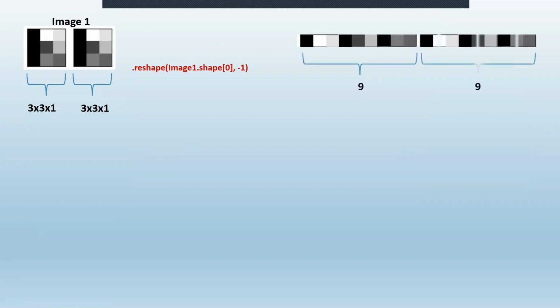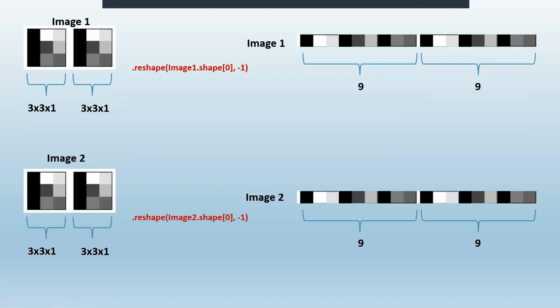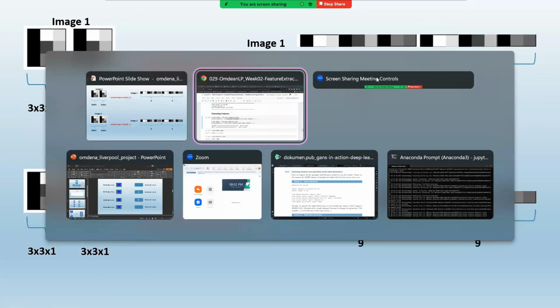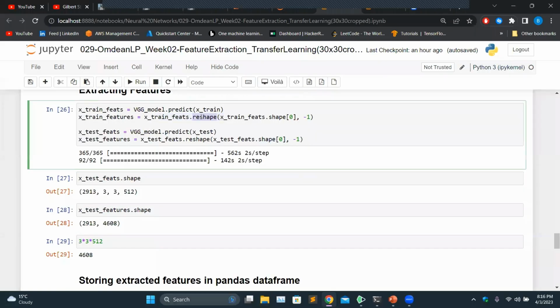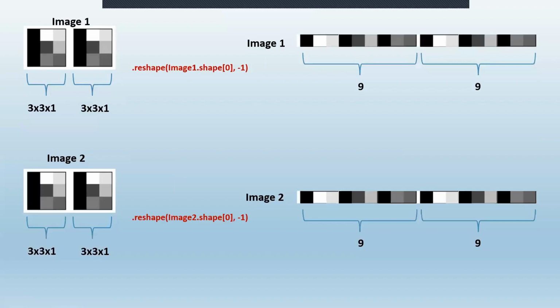So for this one image, I will have the features by doing this reshape. The features will be then converted to this shape. So this is for one image, and then we will do this for all the images. So this is what this line of code is doing. And why we want to do this?